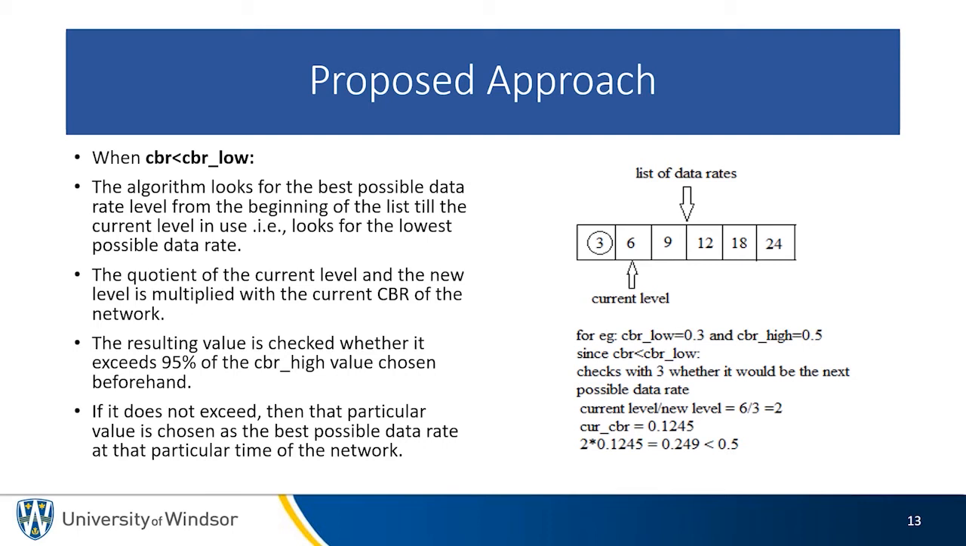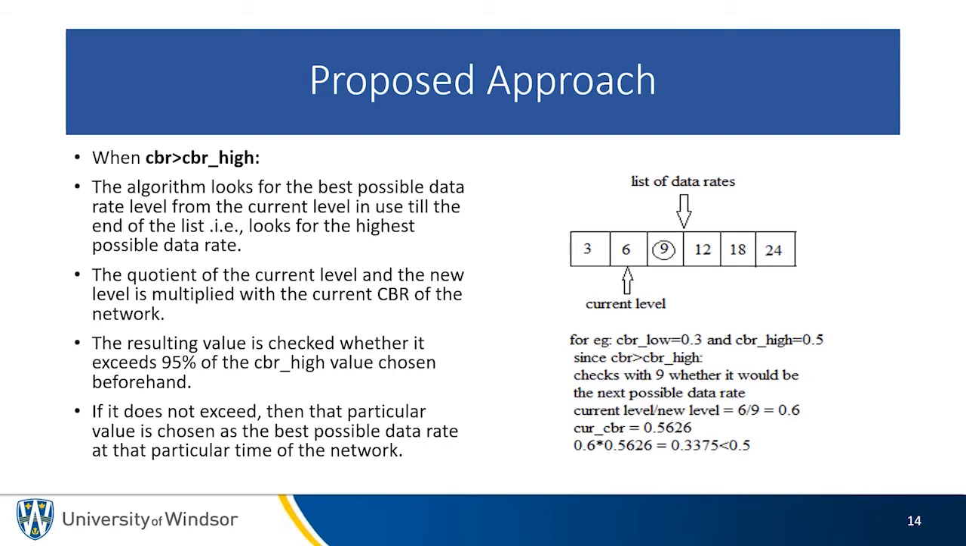Let us assume the low and high channel thresholds to be 0.3 and 0.5 respectively. Since the current CBR of the network falls below the low channel threshold, the algorithm checks with 3 Mbps whether it will be the next possible data rate. The current level by new level is 6 by 3, which gives 2. Let us assume the current CBR of the network to be 0.1245. 2 times 0.1245 gives 0.249 as a result, which is well below the high channel threshold. So 3 Mbps is chosen as the next data rate level of the network.